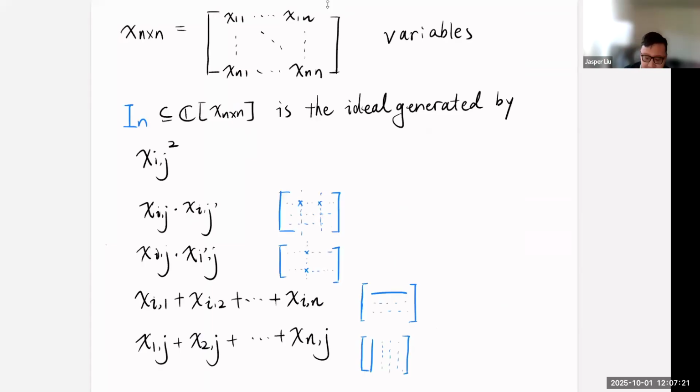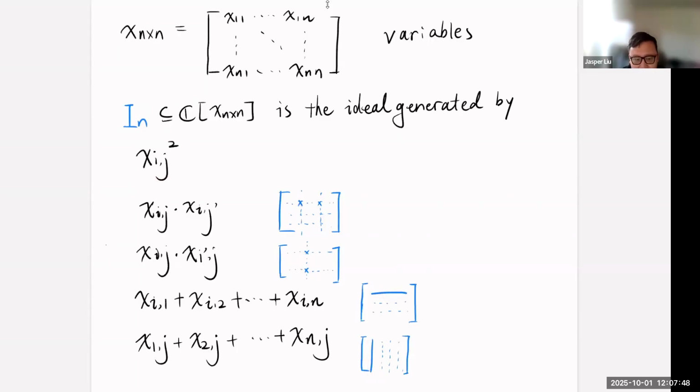We will have an n by n matrix of variables here, doubly indexed by 1 through n. And we consider the ideal generated by the square of all variables, the product of any variables in the same row, the product of any variables in the same column, and the sum of variables in the same row or same column.